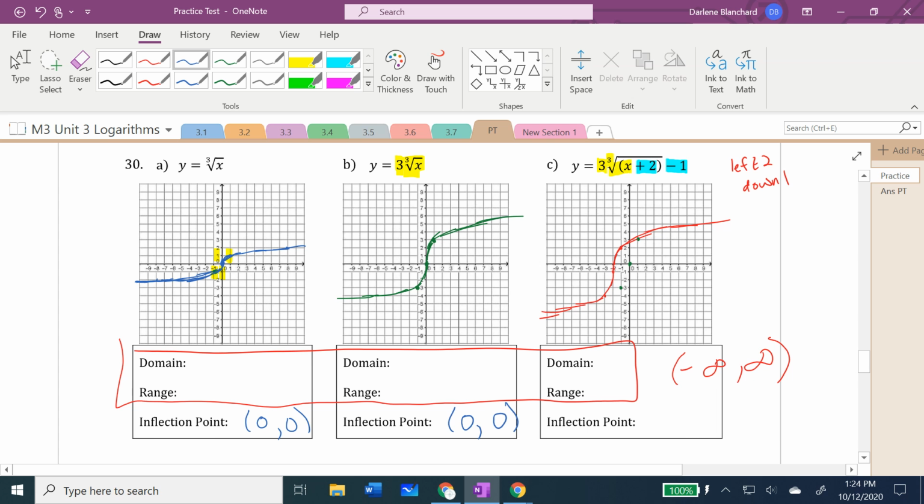Multiplication will not change what happens at the origin, but movement will. So we went left 2 and down 1. And if you just see what the motion is, that tells you where the point that was at the origin has moved to.